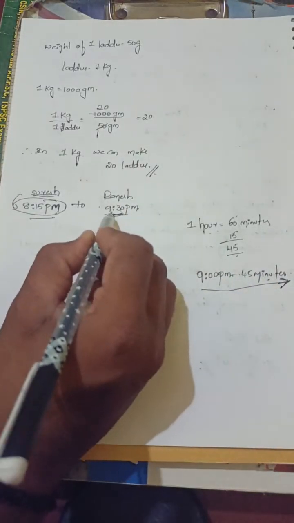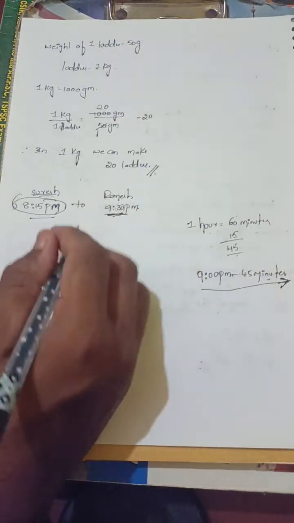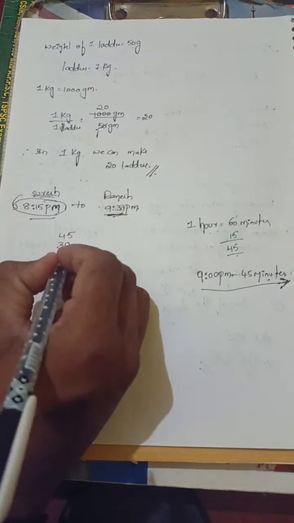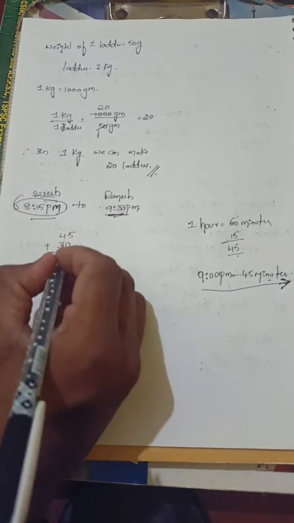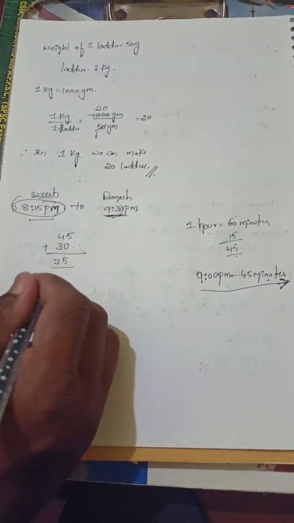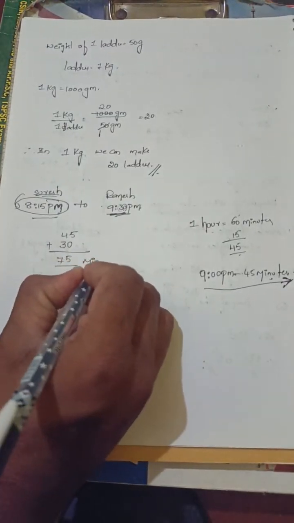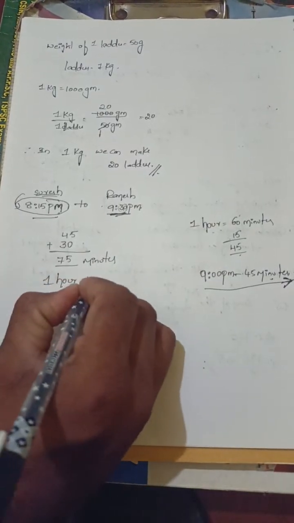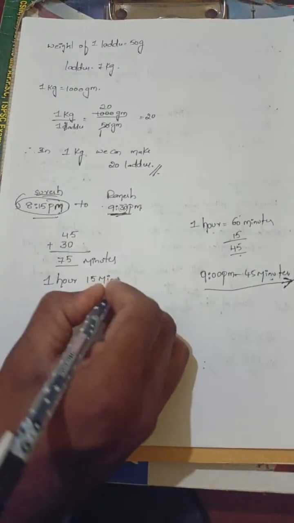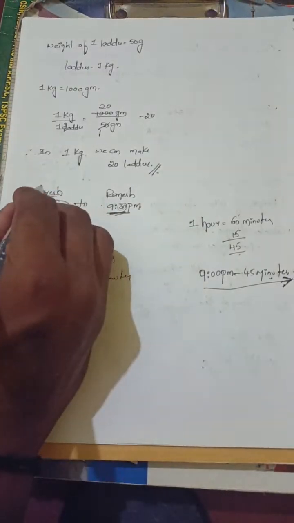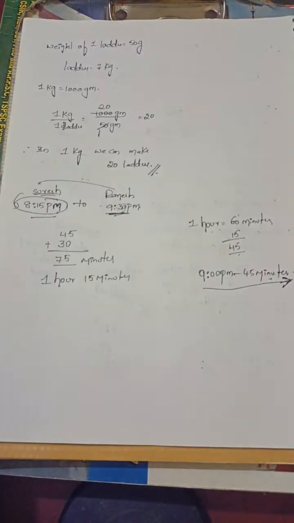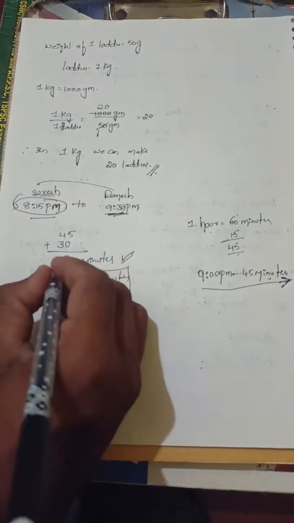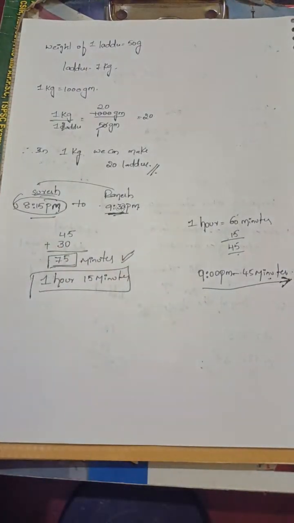Still how much time is required to reach Ramesh's house? He is going to reach by 9:30, so we have 30 minutes here. He is on the road at 45 minutes, and still he is going to take 30 minutes. If you add these two numbers, you'll get 75 minutes. This 75 minutes can be written as 1 hour 15 minutes also. So Suresh took 75 minutes, that means 1 hour 15 minutes, to reach Ramesh's house.